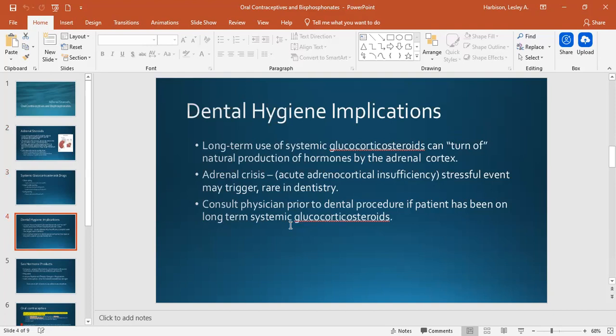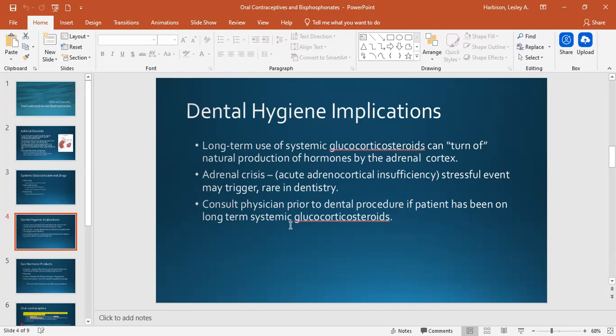Dental hygiene implications. Long-term use of systemic glucocorticosteroids can turn off natural production of hormones by the adrenal cortex. A patient can go into adrenal crisis, acute adrenocortical insufficiency. A stressful event could trigger this. This would be very rare in dentistry, but I suppose it's possible. Consult the physician prior to a dental procedure if the patient seems to be at risk for an adrenal crisis, or if they have been on long-term systemic glucocorticosteroids.